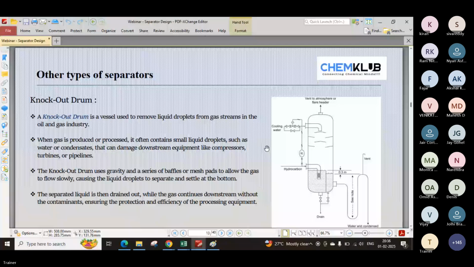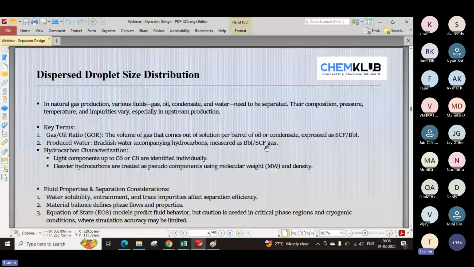Okay, so when we have, or how to define what type of separation we require, whether we have to go for cartridges, or go for normal separators, or what are the fluid parameters we require for these applications.